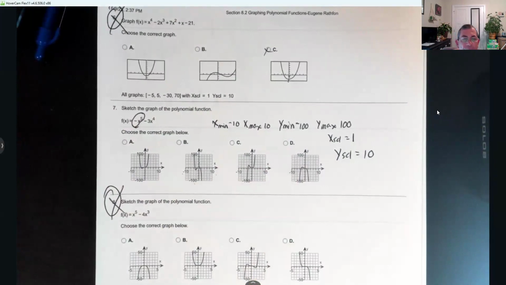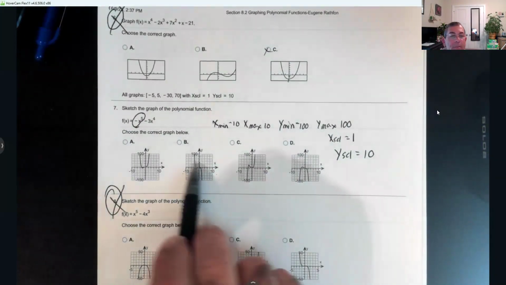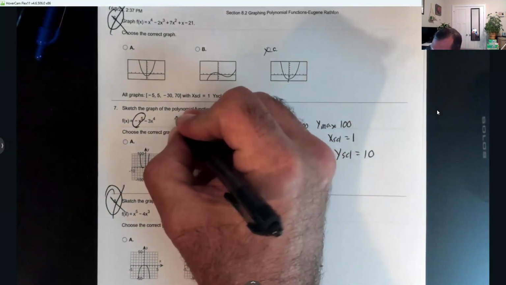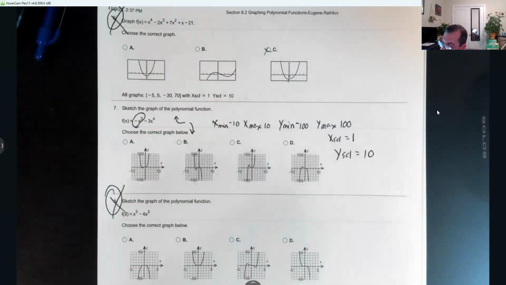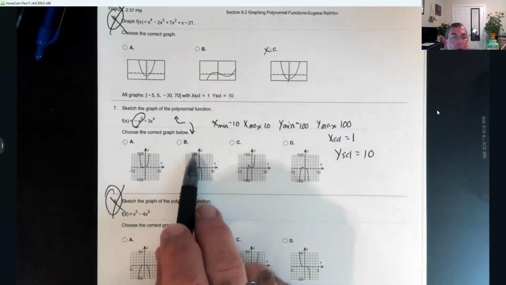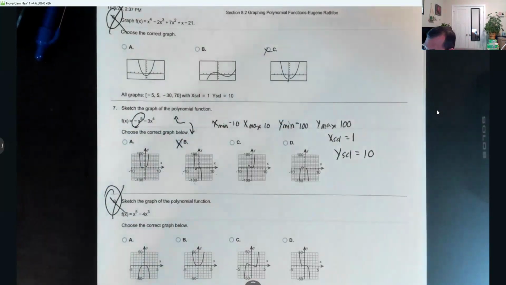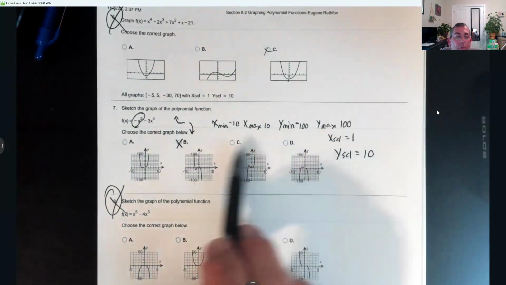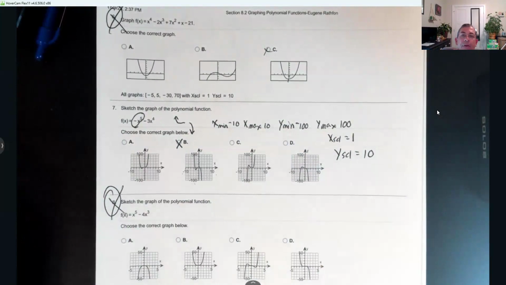So that B, whoops, where am I at? Definitely. Because remember, if it's odd with a negative lead coefficient, we said that those go downhill left to right. And y'all, B is the only one that goes downhill left to right. Now, let me graph it. I'm going to set my window to match theirs on this one so that we can actually see the graph good.